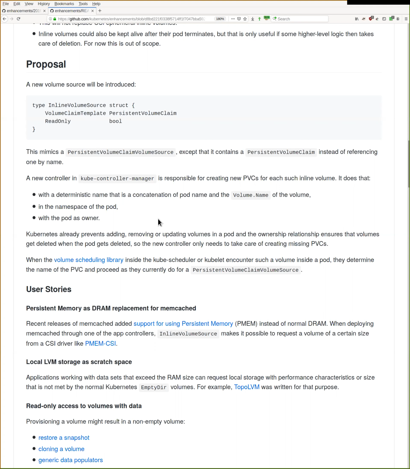I don't see why not, because the controller itself will just do the initial creation. That is necessary to set the ownership relationship. It can't be done by some higher level object, or some higher level controller, because they don't know in advance what the UID of a pod will be. But the controller, if it reacts to an existing pod object, can set that ownership relationship immediately when it creates the PVC.